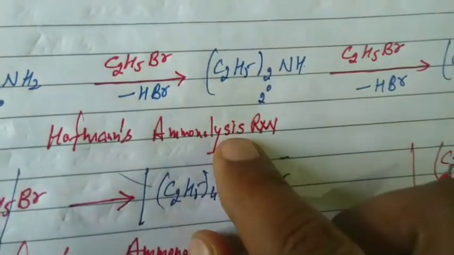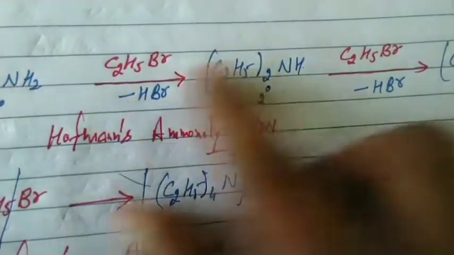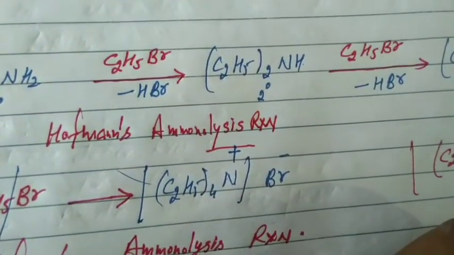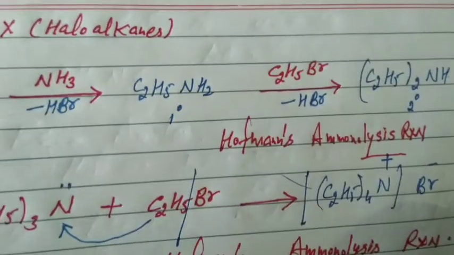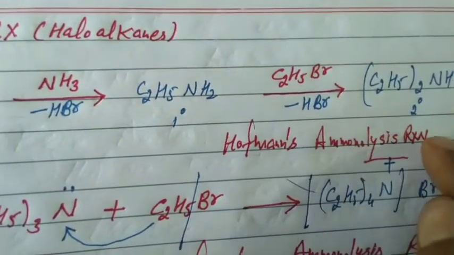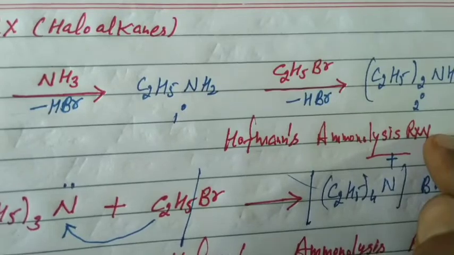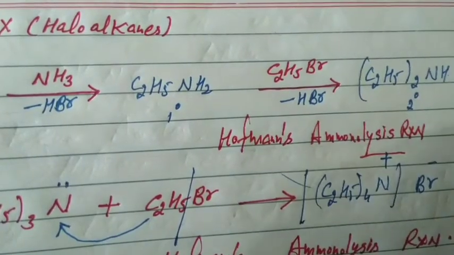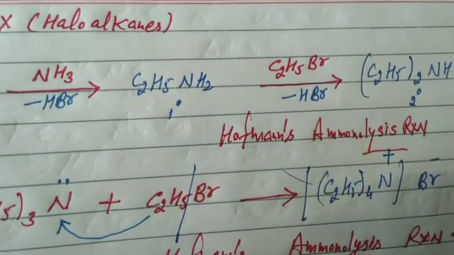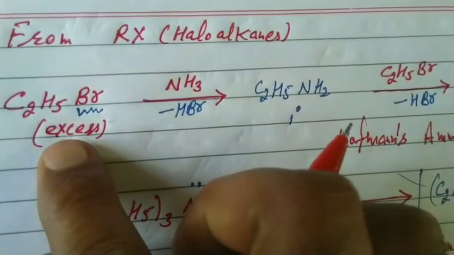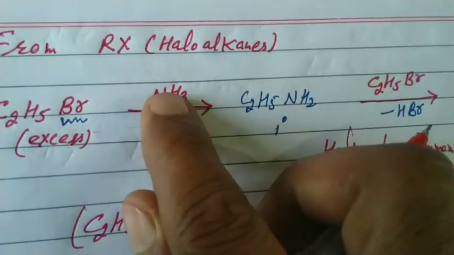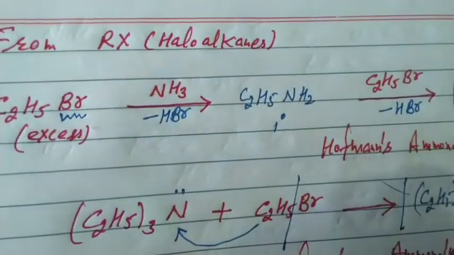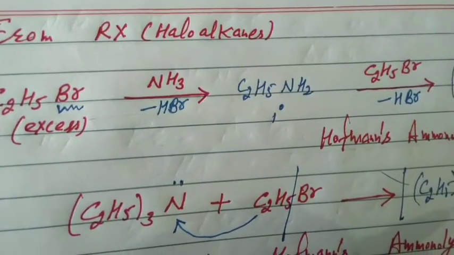Friends, its limitation: pure primary amines are not obtained. It gives a mixture of amines. I hope the concept is clear. Hofmann's ammonolysis reaction: in this reaction, a mixture of primary, secondary, tertiary amine or even quaternary ammonium salt is obtained by treating haloalkane in excess with ammonia. What happened? In the presence of ammonia, lysis, so we call it ammonolysis.